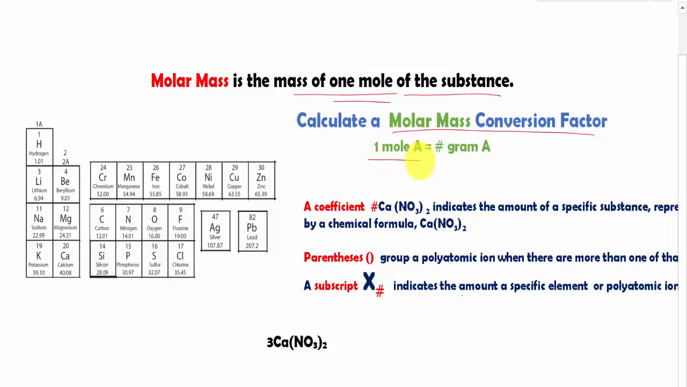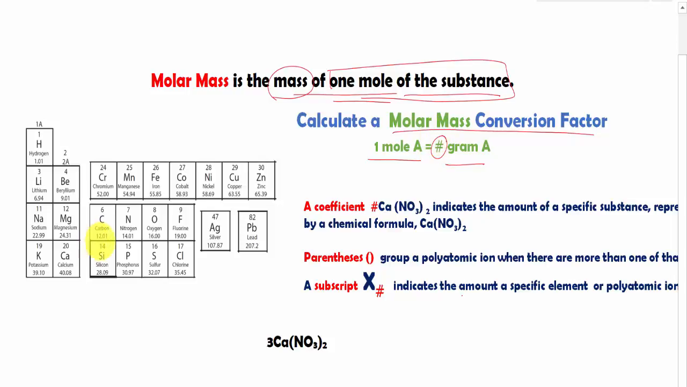Here I have 1 mole of a substance coming from this part right there. Then I have the mass, which is measured in grams. So I have 1 mole of A equal to the number of grams of A. But where do I get the number of grams from? The beautiful part is that you can actually use a periodic table to get that number of grams.